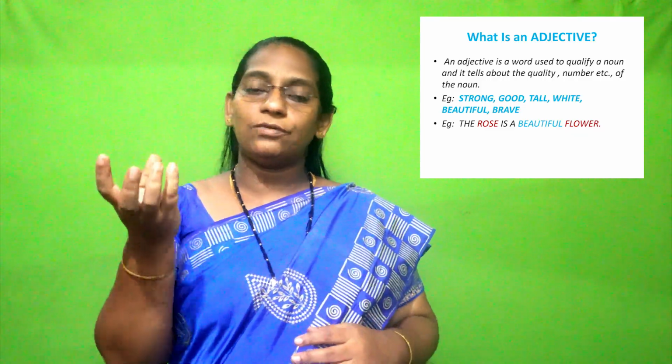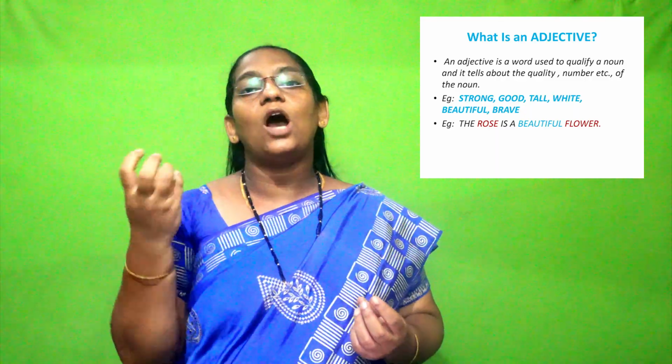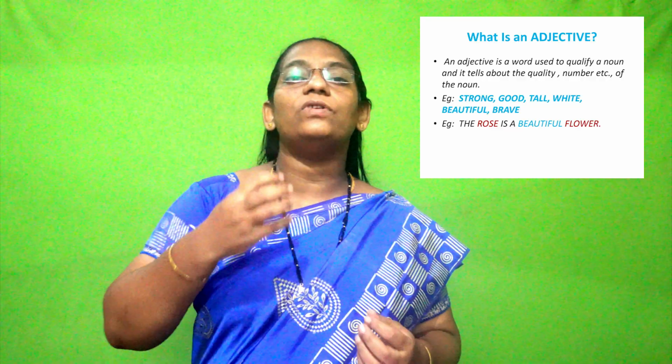here it is flower. So I am just using "beautiful" to express how it is, to qualify how this flower is, to say it is appearing beautiful. So for this, adjectives are used in a sentence.